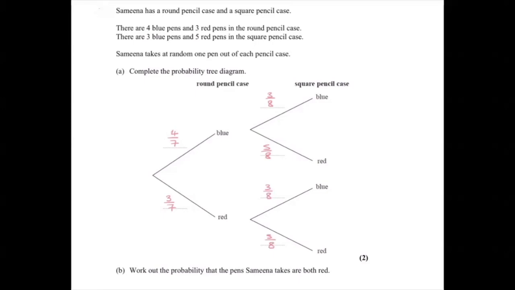We've got to work out the probability of getting 2 red pens. So following that red route, we've got 3/7 and 5/8. You multiply those together, always multiplying across a tree diagram, and you end up with 15/56. If you've got a tree diagram with more than one outcome, so more than one route through it, you would add those answers at the end. So it's always times and then add if you need to.